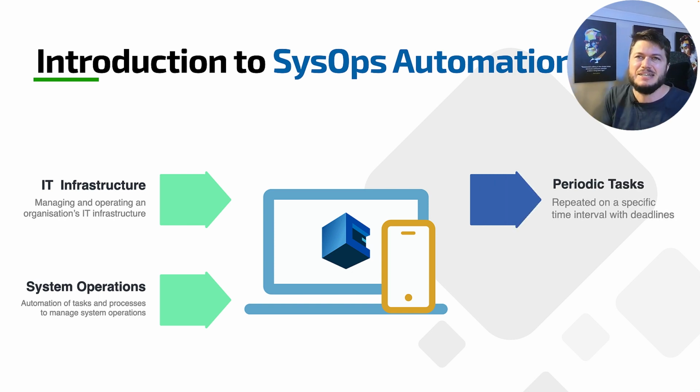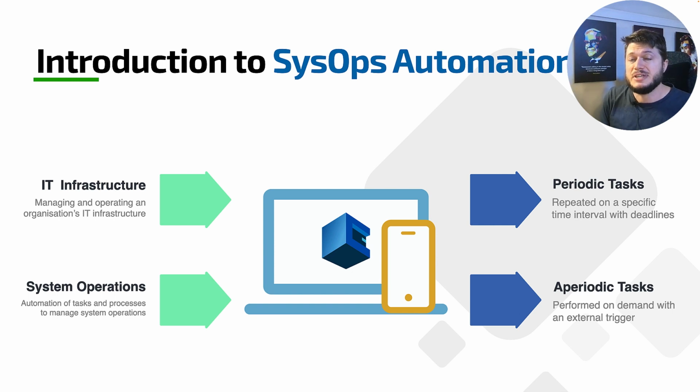So your periodic tasks are repeated on a specified time interval and generally have strict deadlines. They're typically the system backups and monitoring type tasks. Your aperiodic tasks are performed on demand and generally kicked off with an external trigger. These are typically system fixes, restores, upgrades, and integration type tasks.